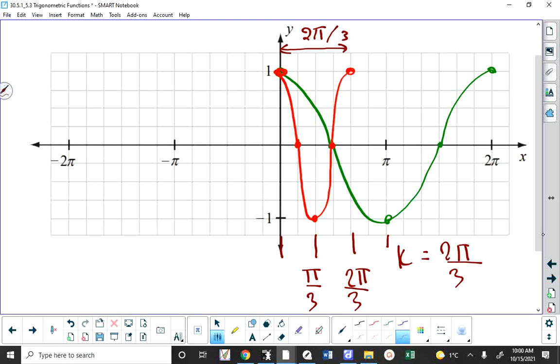The period is 2 pi over b. It's going to work out this way. If b is negative, we need absolute value signs. But if b is 3, that means the period will be 1/3 as great. So you're going to take 2 pi times 1/3. But that's 2 pi over 3. You have a question, Jason?